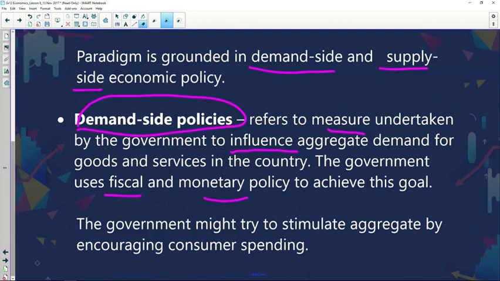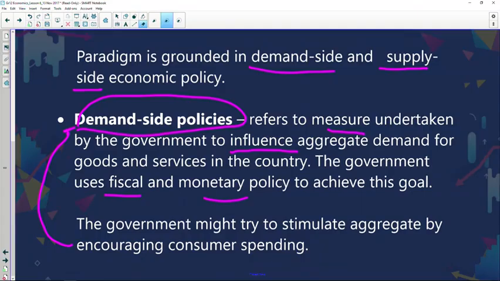So the government might try to stimulate aggregate demand by encouraging consumer spending. Okay, so for example, if the government cuts down on the tax that we pay as consumers, that means that we have more money in our pockets, and therefore we can spend more because we've got that little extra income that we didn't have previously. So they can do that to encourage spending in the market.